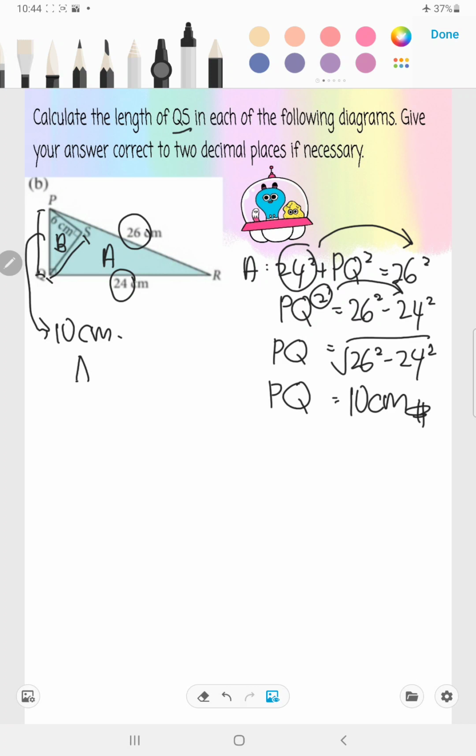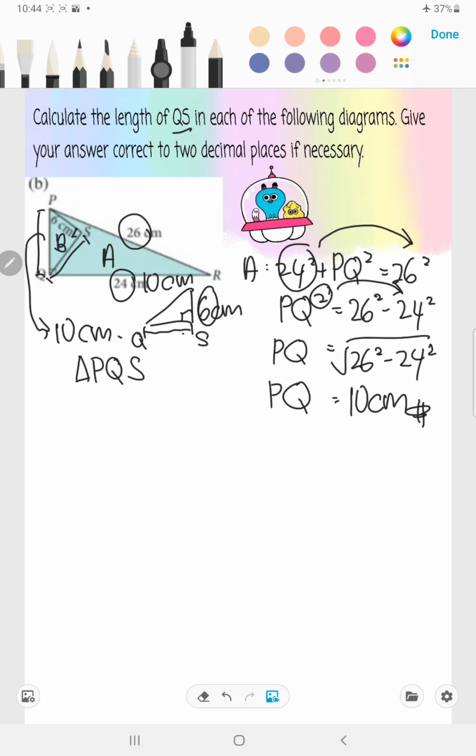Triangle PQS, the hypotenuse is 10 cm. You just imagine that the triangle is like this. This is the 90-degree angle. Here is 6 cm and here is 10 cm. So I want to find the length of QS, which is here.